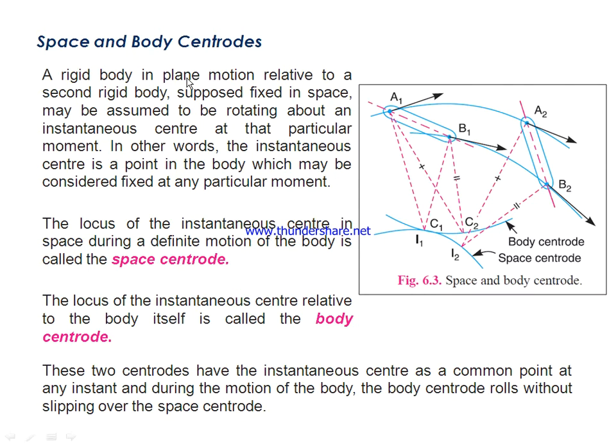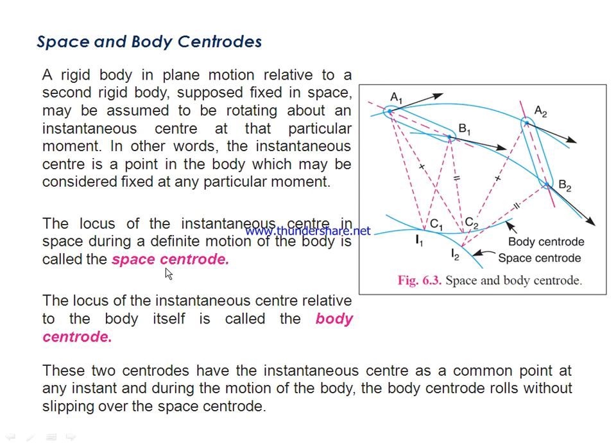Now let us understand two more terms called space centroid and body centroid. In this figure there is a link A1, B1 having relative motion with respect to a second rigid body supposed to be fixed in space. Assume some link is there in space and assume that it is fixed, and this link A1, B1 is having plane motion with respect to that fixed link which is there in space. In other words, the instantaneous center is a point in the body which may be considered fixed at any particular moment.